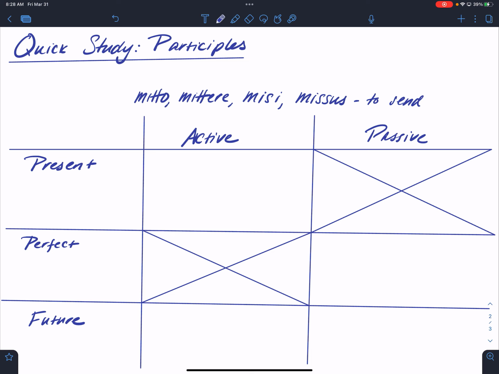Now I mentioned yesterday that we've got the present active participle, the PAP. We've got the perfect passive participle, the PPP, and we've got the future active participle, the FAP. Now, there is a future passive participle. That is what we call the gerund/gerundive, okay? We're not going to talk about that just yet, but just know that it does exist. Okay, so let me fill out what these forms look like for you. So let's talk about present active.